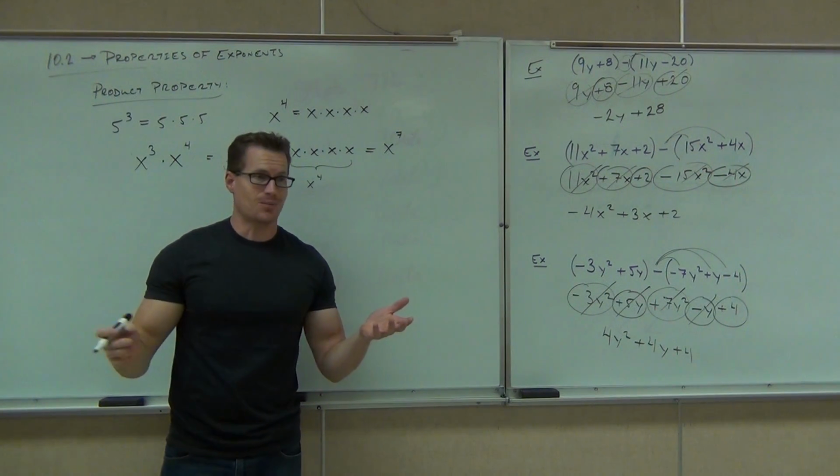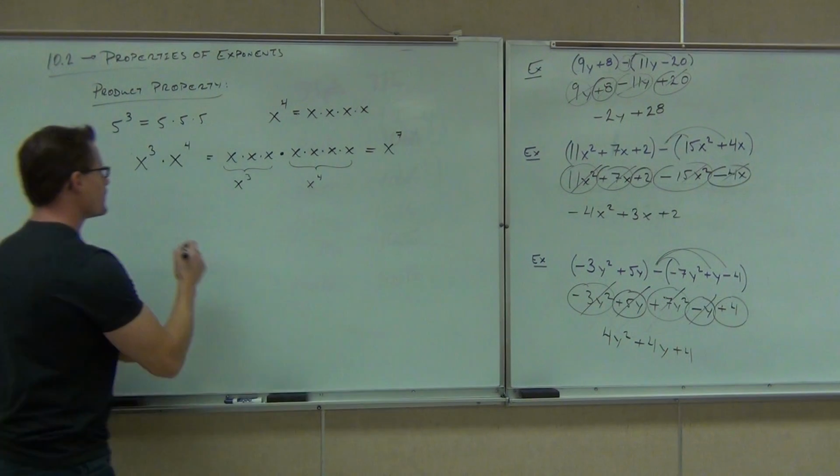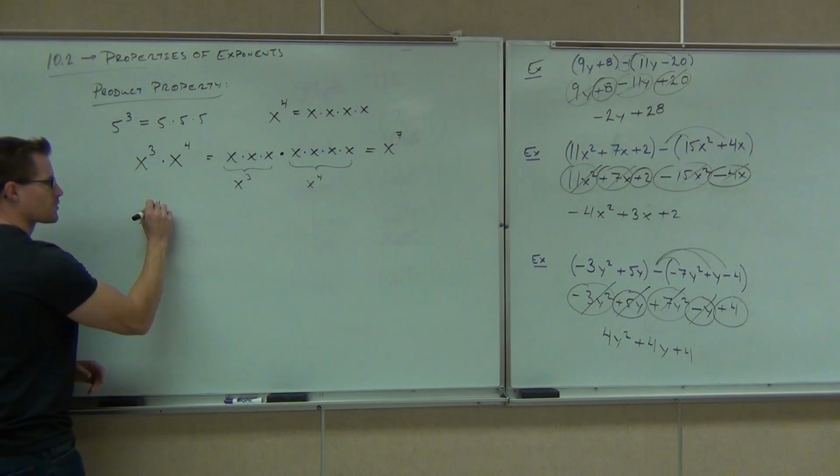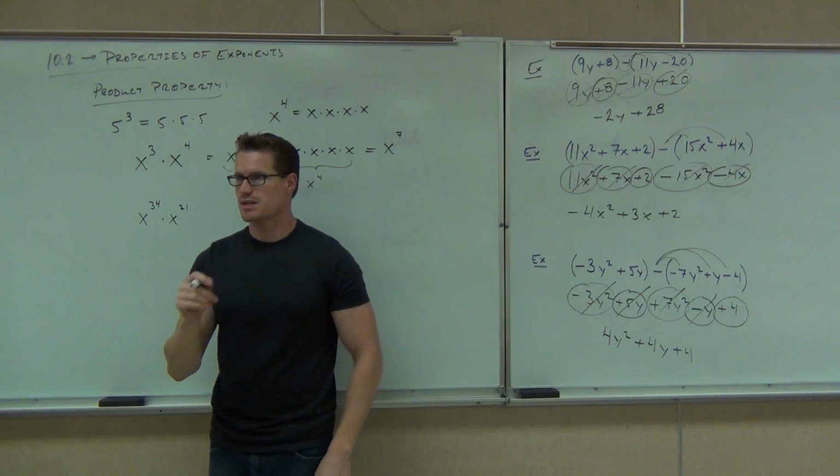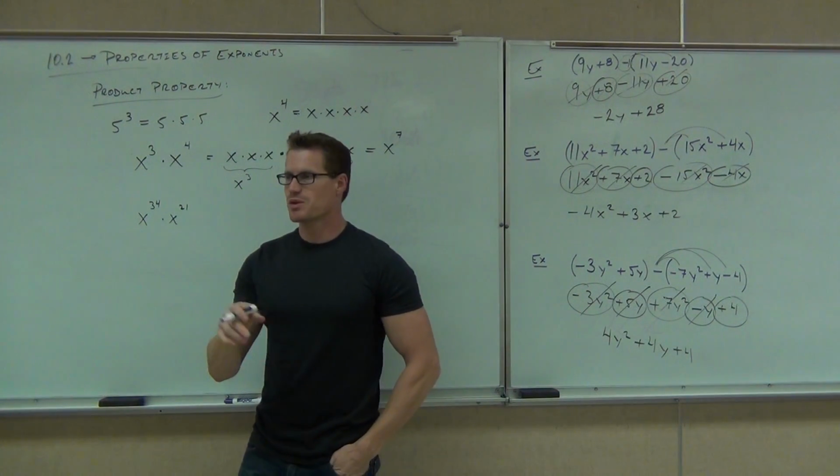Now this is all fine and dandy, right? You know you could write out all these x's. But what if I gave you this? x to the 34th times x to the 21st. Are you going to want to write out all those x's, x times x times x times x times x times x times x? Stop me when you're bored.